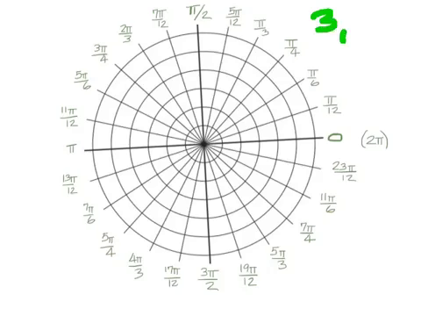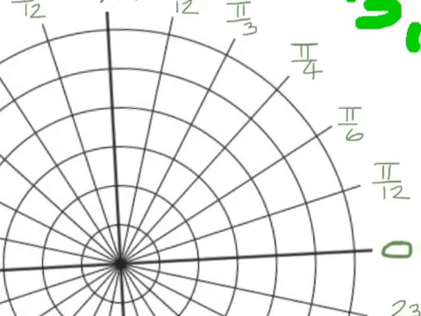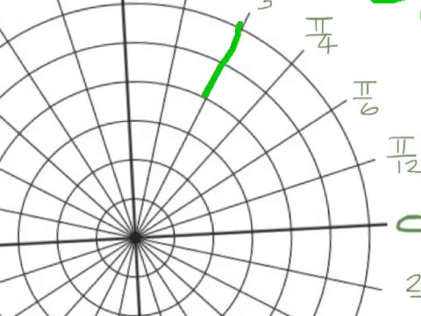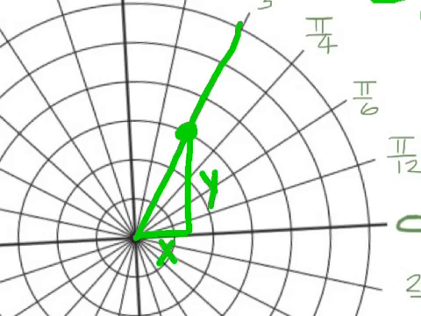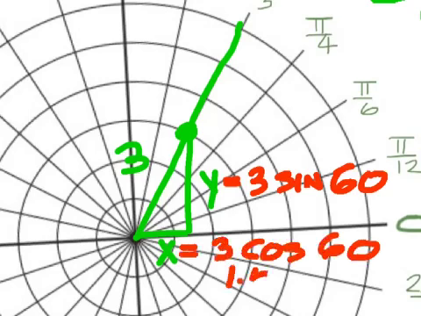Alright, for the value of theta, remember that our point is 3 and pi over 3. So for theta, we're going to have to go to pi over 3, which is here. Go straight down to the center, and the point is 3. And you draw your triangle like this. Remember, this is x, this is y, and this is going to be 3. The value of y is 3 times sine of 60, and for x it is 3 times cosine 60.